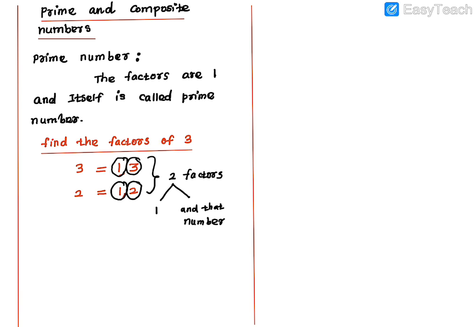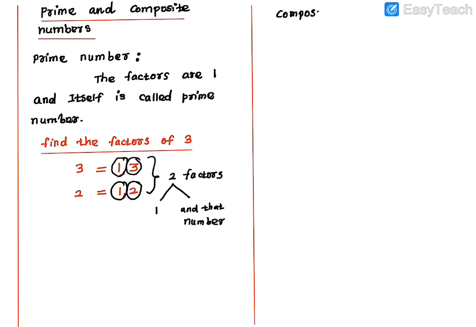So again I will say, a prime number is nothing but when you are finding the factors, the factors are 1 and the same number. If it does not divide, that means if the factors are more than 2, what do we call that number, sir? That number is called a composite number. If any number has more than 2 factors, it is called a composite number. So I will write it here.